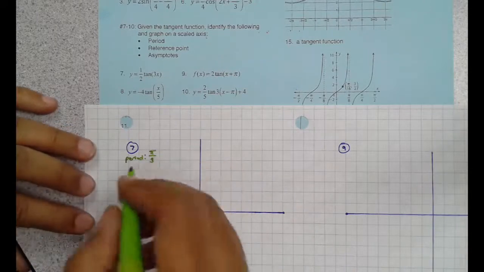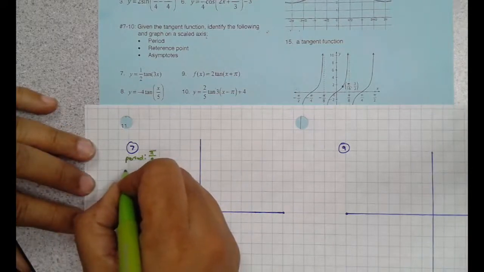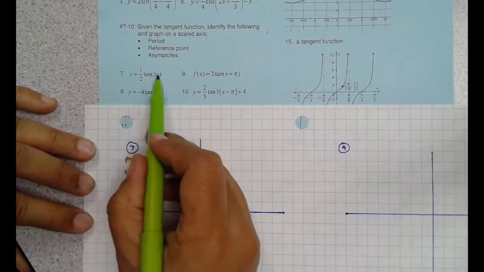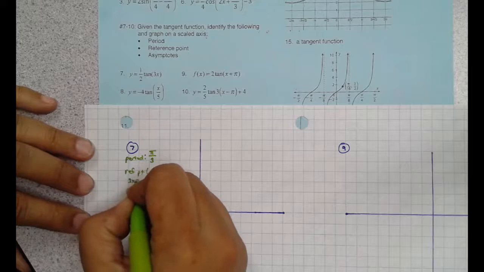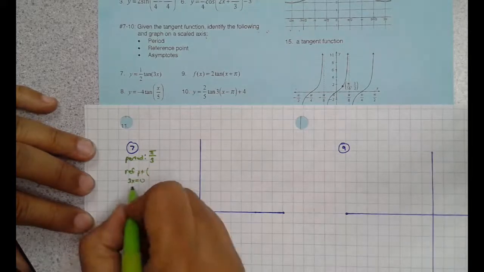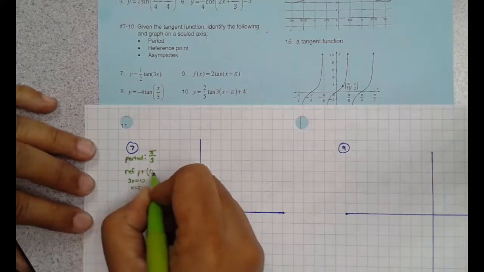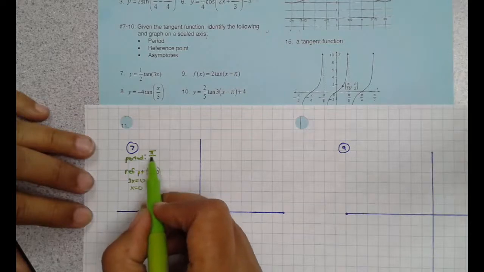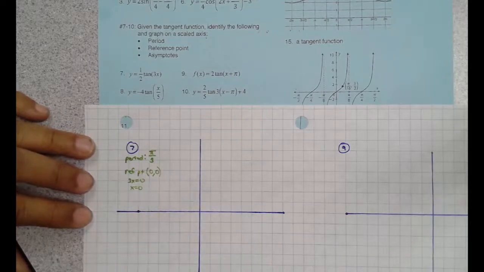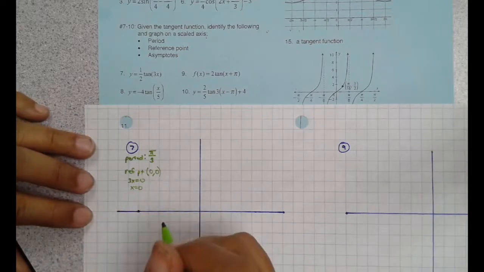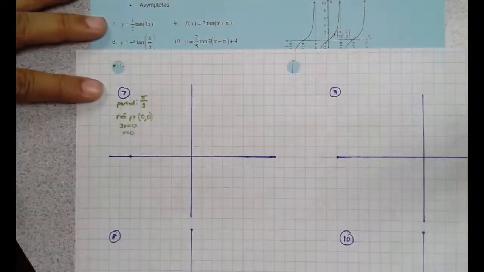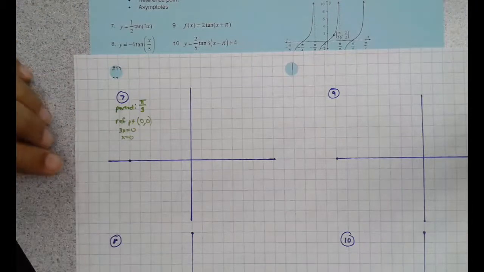And then from there, I'm going to go ahead and figure out my reference point. To figure out your reference point, you have to make what's inside here equal 0. And when you solve, x is 0. And there's nothing outside, so that's 0. So 0, 0 is your reference point. Keeping in mind, we'll go half to the right and half to the left of this. And then we want to find the asymptote, which I'm going to write the equation after we draw this whole thing. All right, let's go ahead and figure out our scale factor.